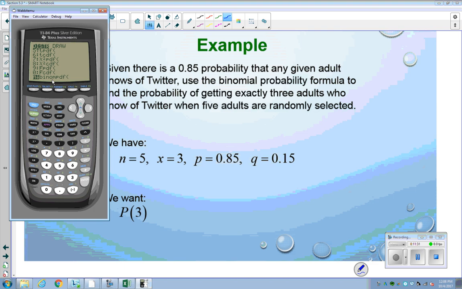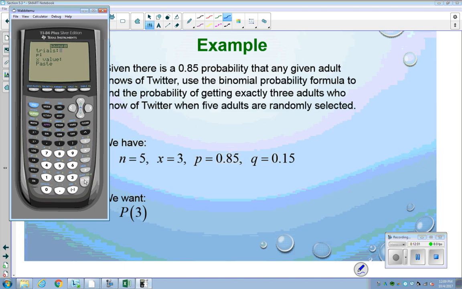Cursor down to binomial. It won't let you go down anymore? Oh, you're on VARS. You didn't get your second in. Second distribution. There you go. Then cursor down to where it says binomial, and we're going to choose that one. So I'm going to press enter.